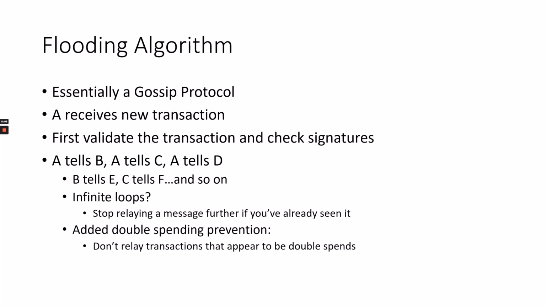But there are certain things that you need to do, right? When you receive the transaction, of course, you need to validate the transaction. So you need to look at signatures. You need to see if things look okay. But there are certain issues that arise if you think about this algorithm, right? The one issue is the possibility of infinite loops.